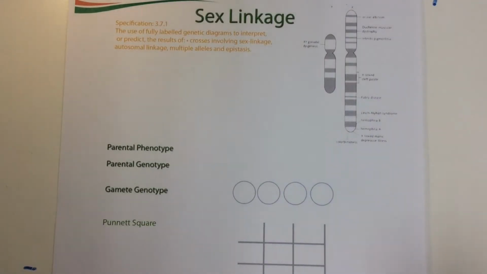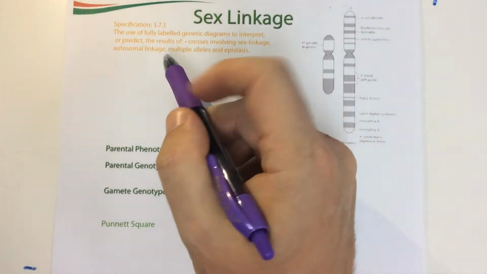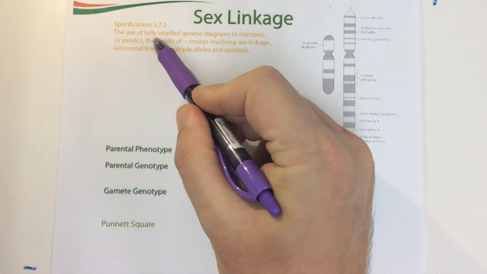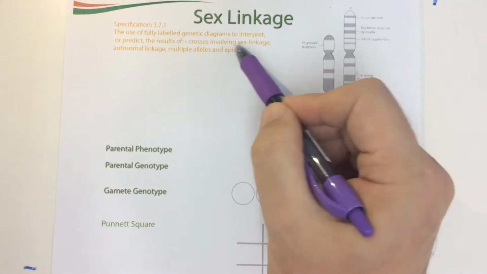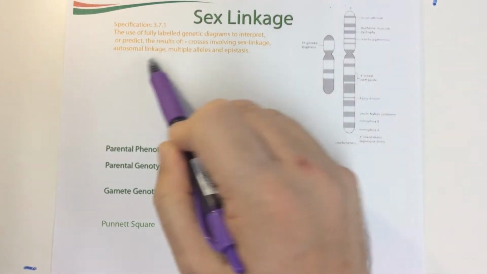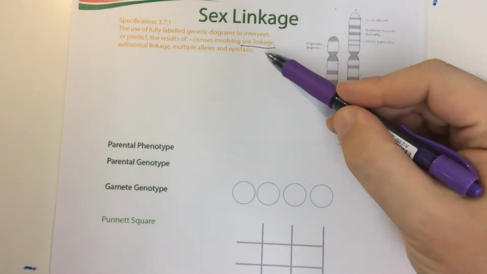Hey there, in this video I'm going to talk you through a worked example for sex linkage. The specification for the AQA spec says you need to use a fully labeled genetic diagram to interpret and predict the results of crosses involving sex linkage, autosomal linkage, multiple alleles and epistasis. So we're going to focus on sex linkage.